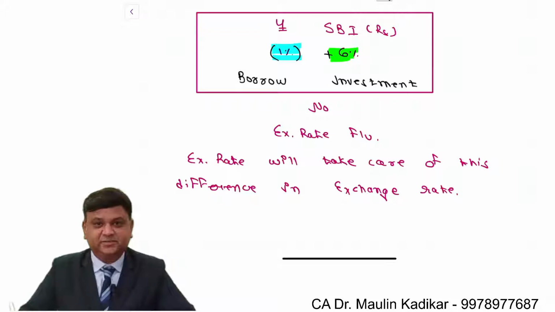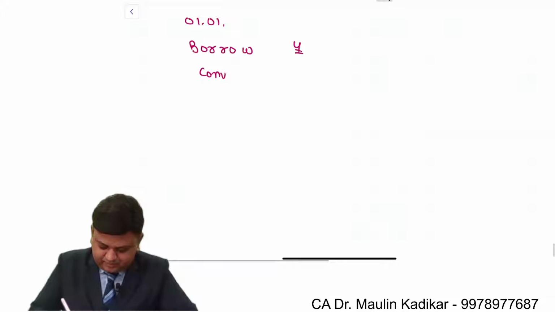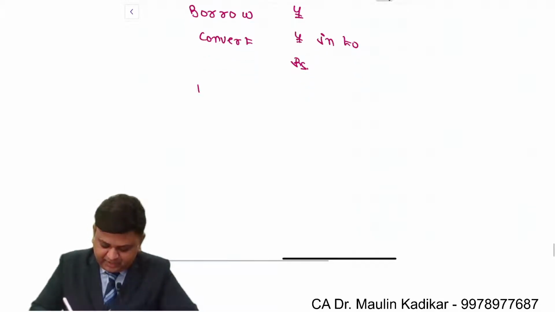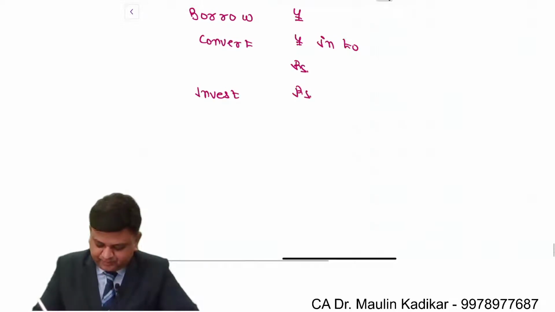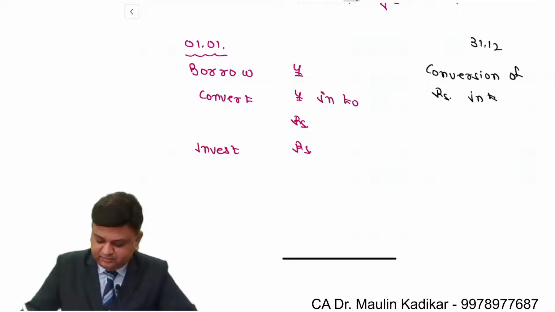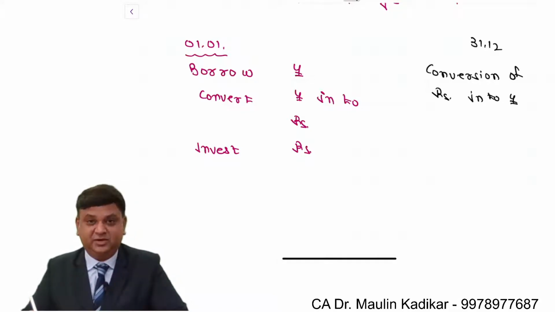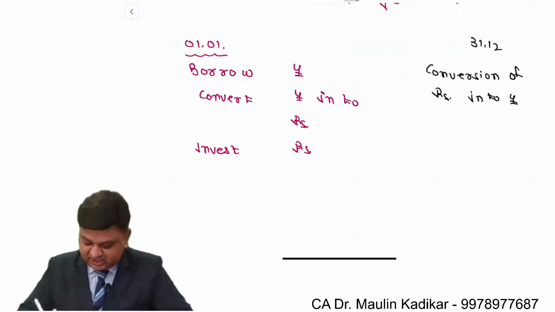Further, we understand like this. Suppose I am considering that on 1st of January, let me borrow yen, convert yen into rupees, invest the rupees, and today itself, let me enter into a forward contract for 31st of December for conversion of rupees into yen. Suppose I am considering something like this, and with that I want to make a profit. Is it possible? The answer is again no.